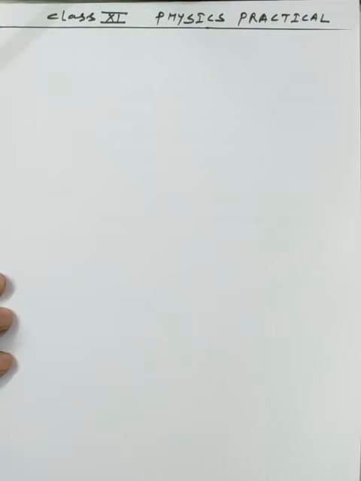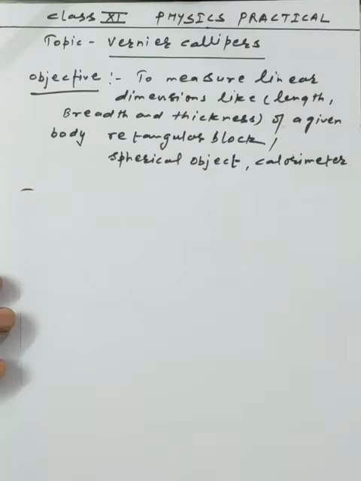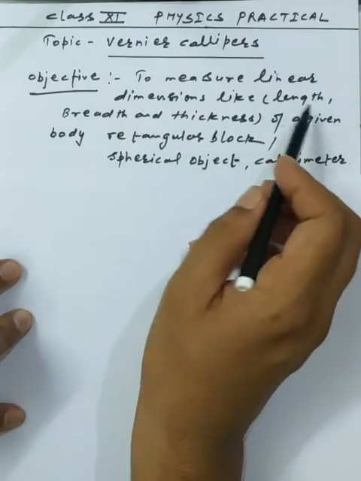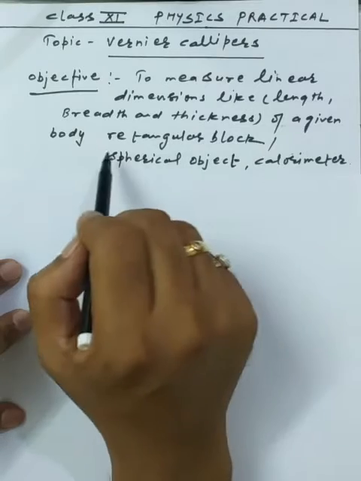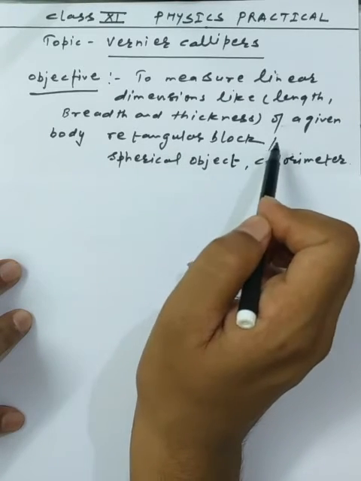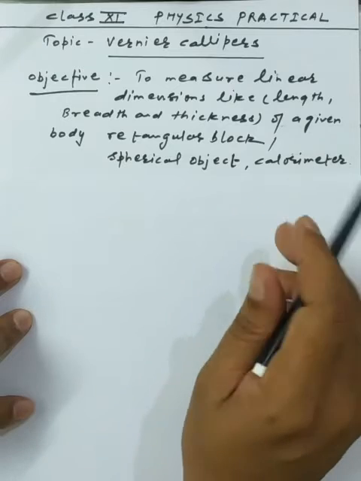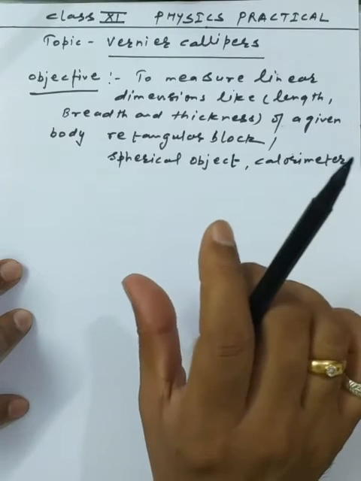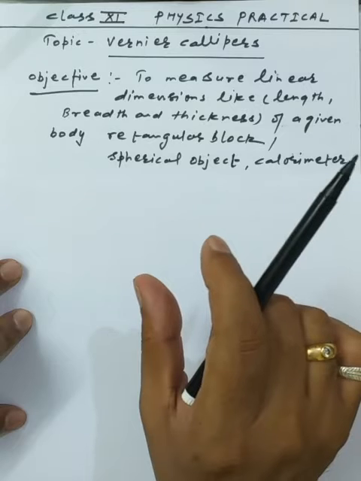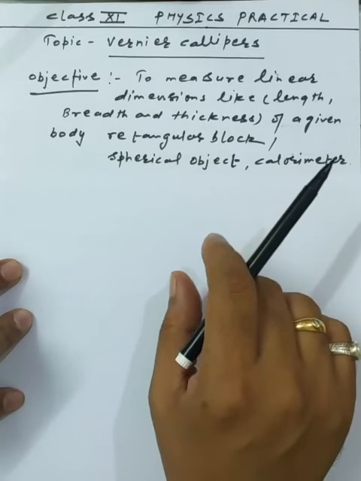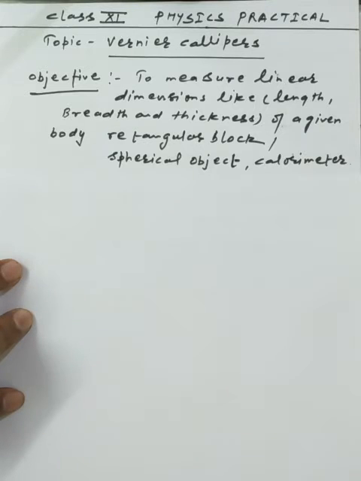Basically, in your copy, we will start with the objective, that is, to use an instrument to measure linear dimensions like the length, breadth and thickness of a given body, like a rectangular block. It can be a spherical object, or a calorimeter. A calorimeter is simply a type of glass, and we take it to measure its external diameter and internal diameter with the help of the vernier calipers. I'll show you how it is possible.